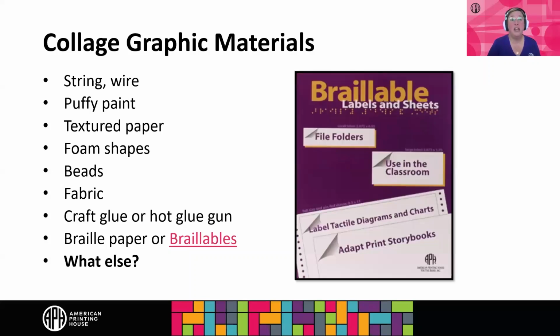I've listed some collage graphic materials. They are string and wire, puffy paint, textured paper, foam shapes, beads, fabric, craft glue or a hot glue gun, braille paper or brailables, labels and sheets. But what else? Get your fingers warmed up. Drop into the chat something you have in your collage graphic kit. What is something that you use? Or maybe what is your favorite item in your collage graphic materials?